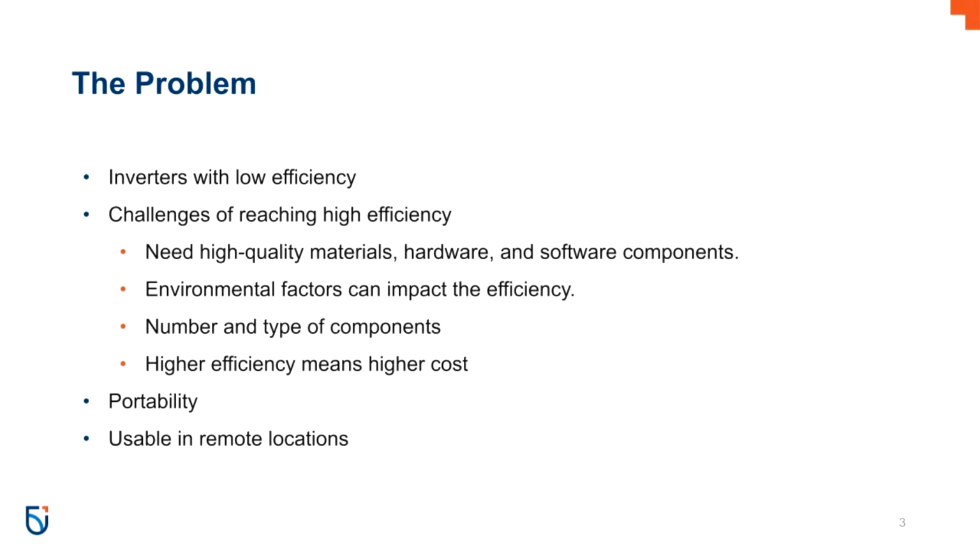Some of the challenges that are causing the inverter efficiency to remain low are the quality of the electronic components that are used, the control methodology of the system, the number and size of the components. Also, there are environmental factors, such as operating temperature and water, that affect this. Another factor that affects the efficiency is the cost. As the quality of the components and the quality of the manufacturing increases, so does the cost. These systems can also lack portability and therefore are unusable in remote locations.